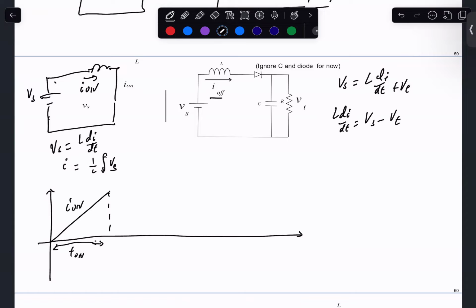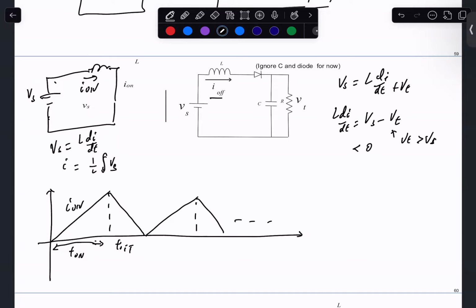Now when I open the switch, I have this circuit on the right-hand side. And the derivative of the current is proportional to Vs minus Vt. But recall that we want Vt to be larger than Vs, so this is negative. So this thing sort of discharges. So this is T off. And then it charges again, discharges, and there's a periodic pattern that repeats.